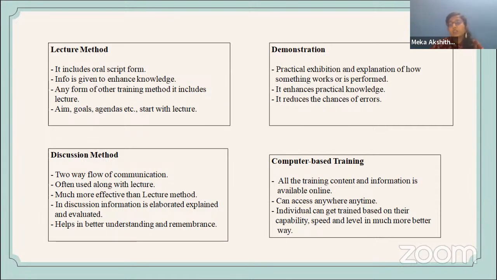Another computer-based training technique is virtual training methods. When we are talking about virtual training, can you tell me what is meant by virtual training?